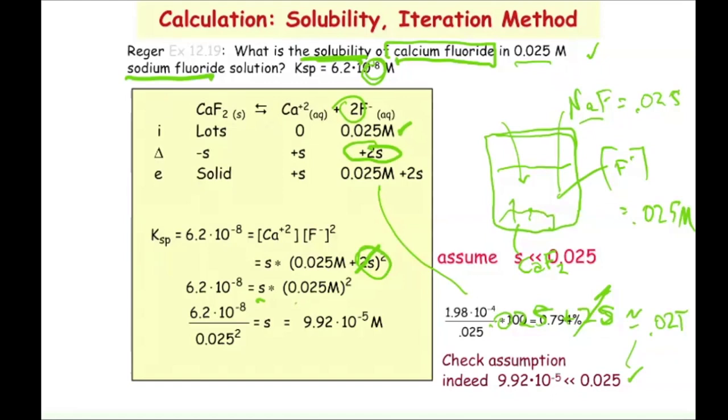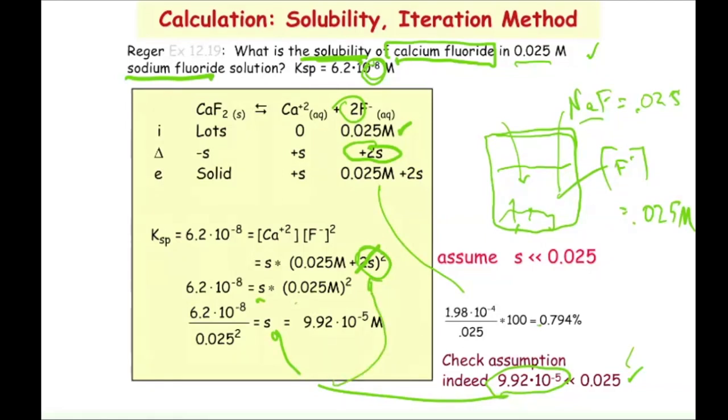Okay, so that's our solubility, by the way. And remember that this was our assumption right here. You can always validate your assumption by plugging it into this equation right here where you made that assumption and see if it's true. 0.025 plus twice 9.92 times 10 to the minus 5. And if it's still essentially 0.025, then you're good. But if it changes, then you need to do a second iteration.